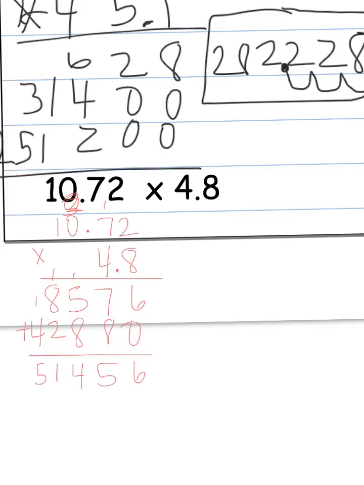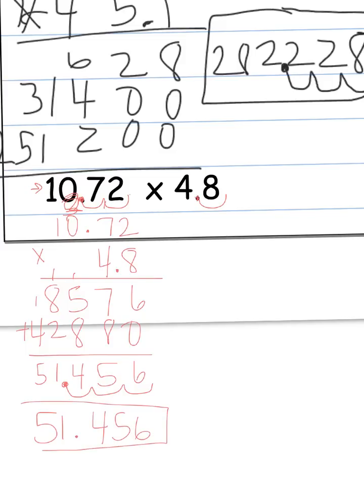Again, count over how many decimal points we are from the right on our factors here. 1, 2, and we are 1 on here, so 2 plus 1 is 3, so we move our answer over 3 spots. 1, 2, 3, for a final answer of 51 and 456 thousandths. Again, we can check, does this answer make sense? Well, 10 and 72 hundredths, we're going to put about 10, and 5 and 4/10 is close to 5, so 10 times 5 is 50, so that answer does make sense.